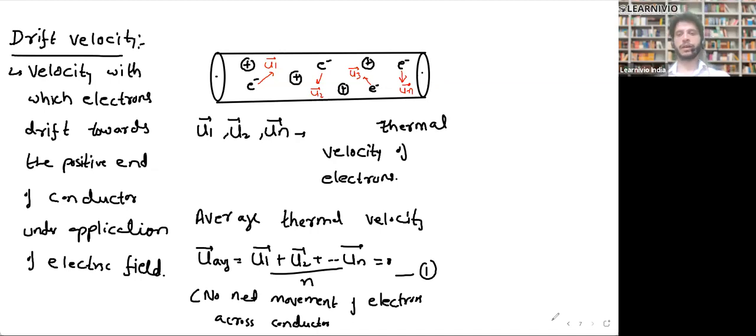So that's one thing. I take a conductor, and I observe it has free electrons. Due to thermal energy, all free electrons are in motion, but the net motion is 0. Net motion is 0 means if an electron moves from right to left, then at the same time one electron will move from left to right. That we mathematically represent as average thermal velocity being 0.